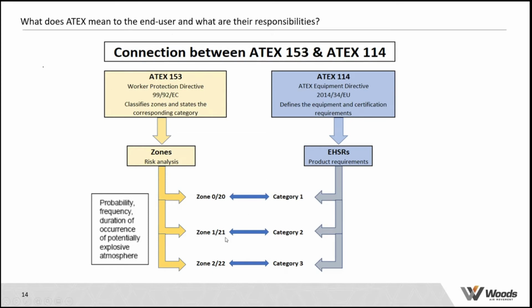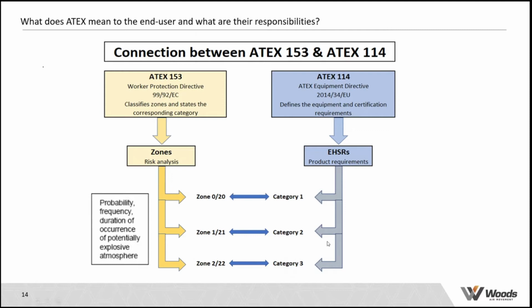Zone 1, zone 2. 1, we've noticed the 2 note, so dust is now separated. Any dust designation begins with a 2. Okay, so zone 1 has category 2 equipment in it. And this would normally be for anything where there's a risk between 10 and 1,000 hours a year. So something where there's a reasonable risk.